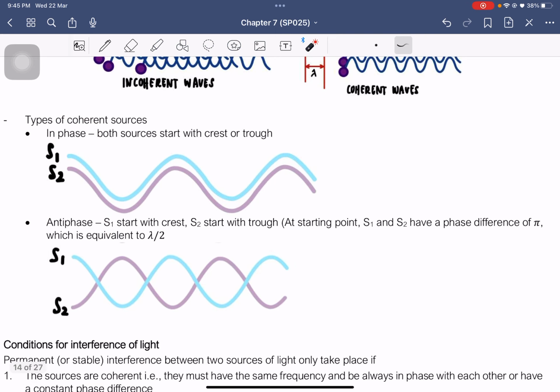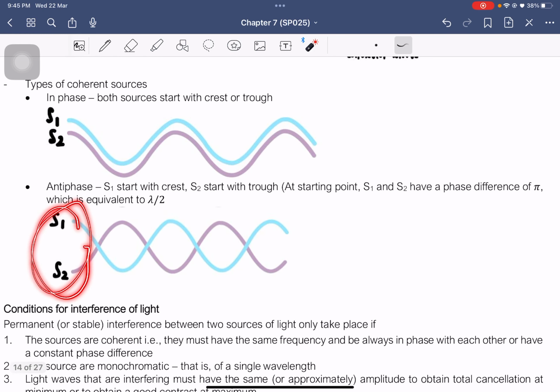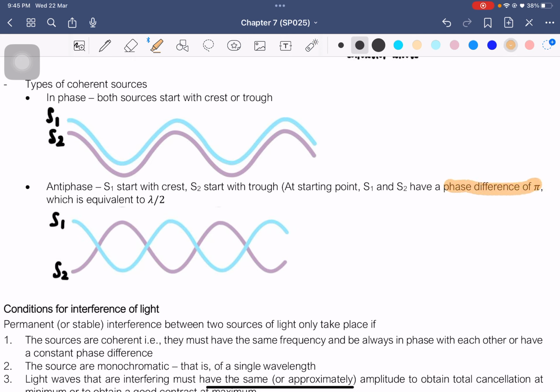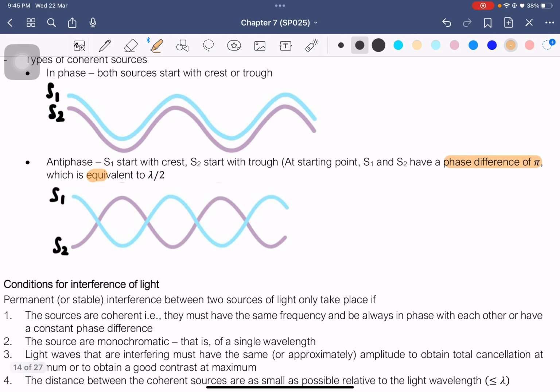In phase means both sources start with a crest or a trough, and anti-phase is where one of the sources starts with a crest and the other one starts with a trough. At the starting point, these sources have a phase difference of pi. This phase difference of pi is equivalent to lambda over 2, half of a wavelength. So their phase difference is just half of a wavelength.